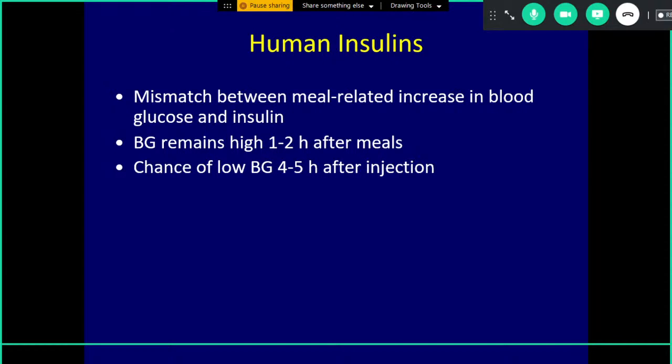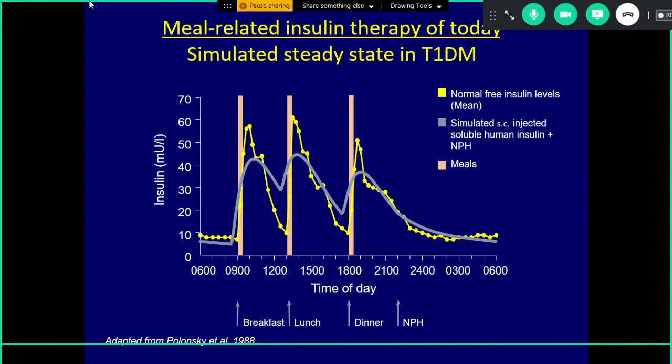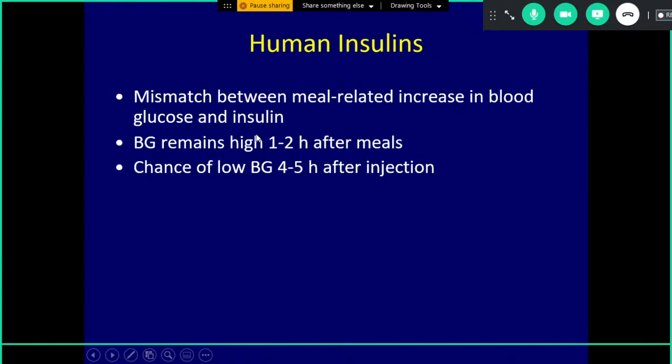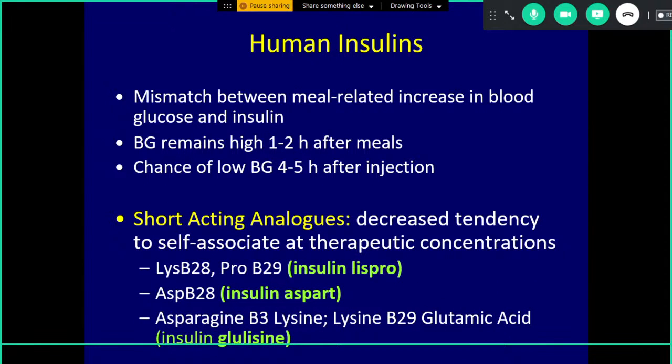So there is a mismatch between meal-related increase in blood glucose and insulin: the glucose remains high because you haven't really matched the peak which you wanted. And then there's a chance of low blood glucose 4 to 5 hours after injection. And therefore, 20 years ago or so, people started developing analogs of short-acting insulin.